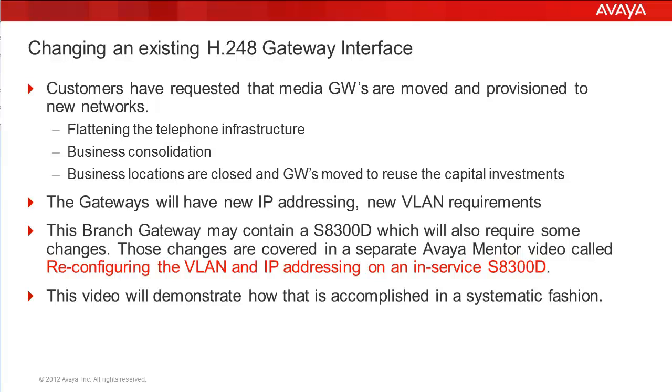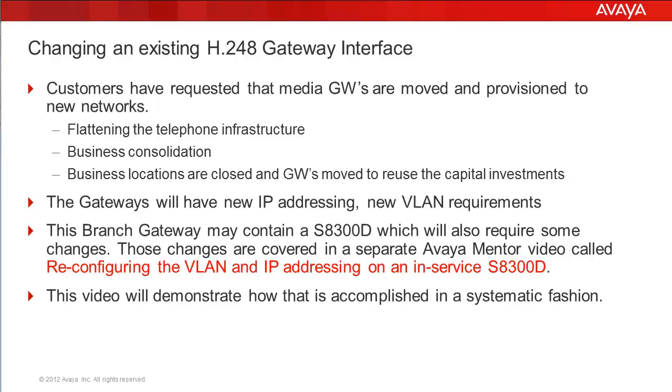Customers are requesting service changes where H.248 branch gateways are being moved to different locations and reestablished on different networks. This is occurring for many reasons. Some are flattening of the telephony infrastructure, business location consolidation, and they are reusing the capital investments previously made. What this means is that the gateway will have new VLAN and IP addressing requirements.